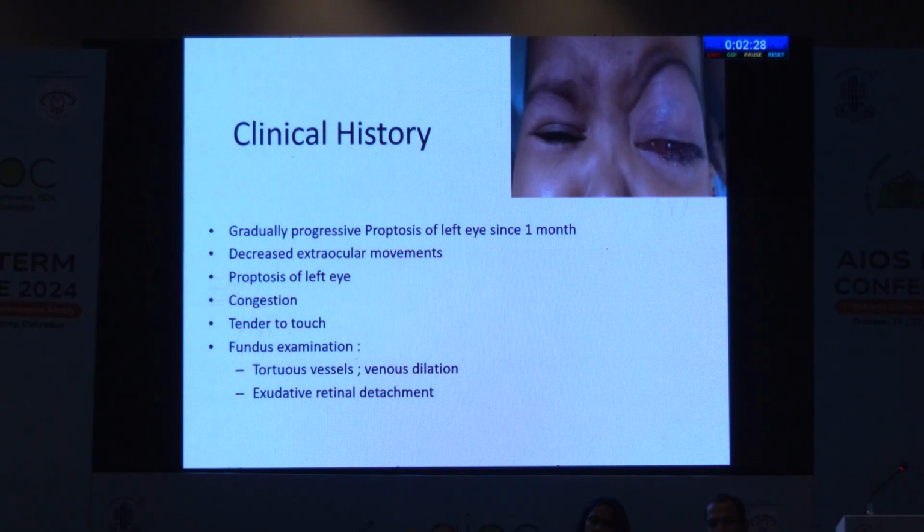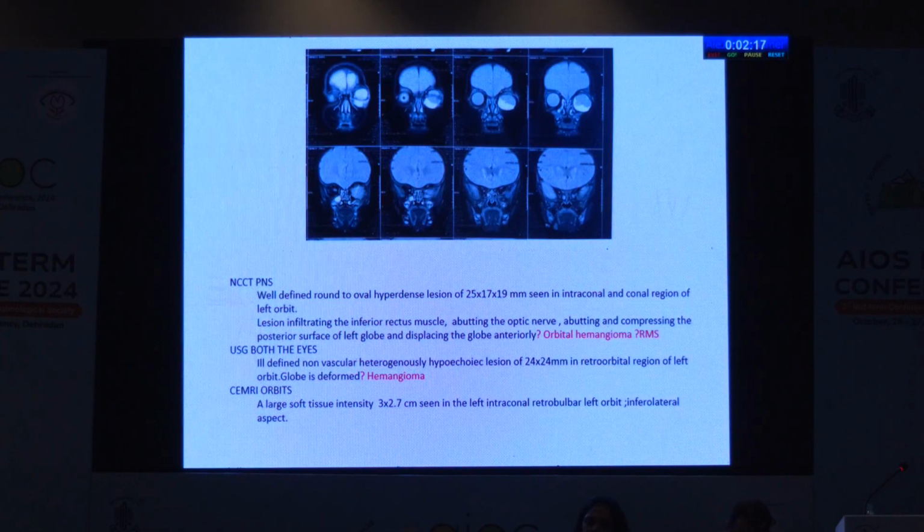This was an 8-month-old child, with gradually progressive proptosis of the left eye since 1 month with decreased extraocular movements. Congestion was there, tender to touch. On radiological examination, you can see a well-defined round to oval hyperdense lesion in the intraconal and the extraconal region of the left orbit. On non-contrast CT, the diagnosis was query orbital hemangioma, query RMS. Again on USG, the diagnosis was query hemangioma.